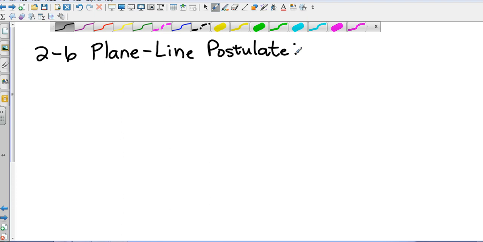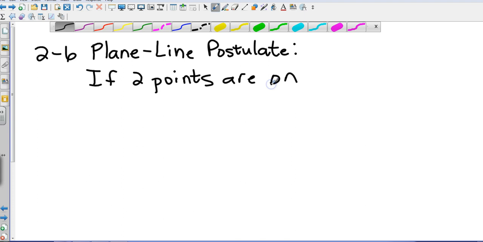lies on the plane. So if 2 points are on a plane, then I'm not going to write this, but if you connected those 2 points, obviously that's a line, and so that line would also be on the same plane.